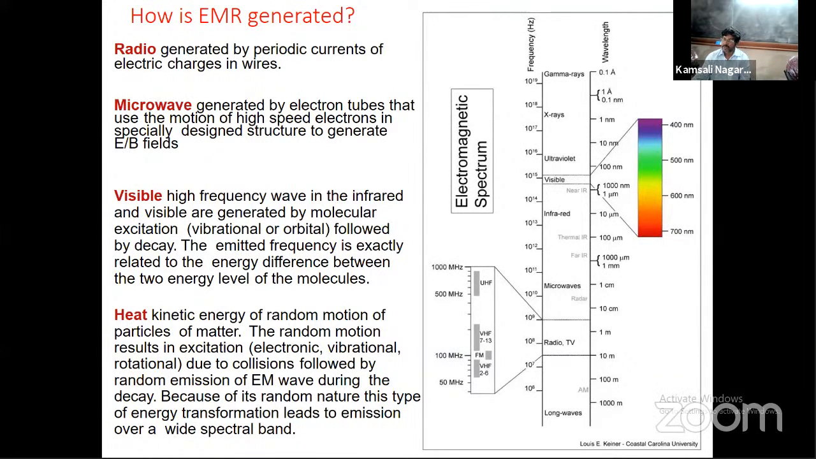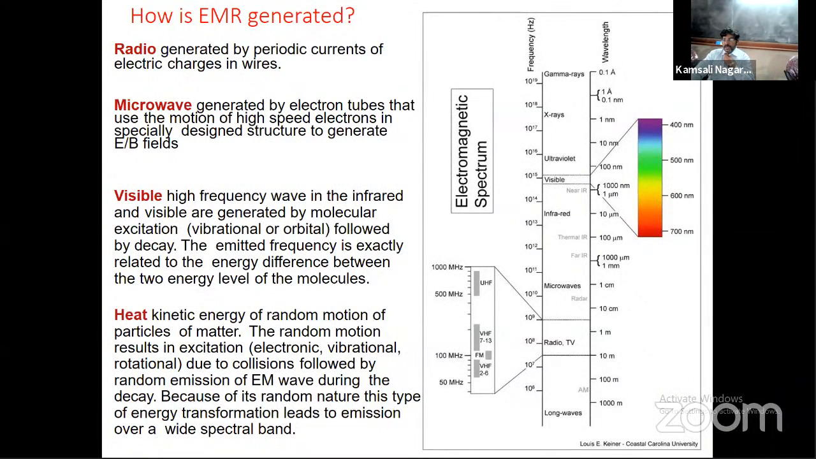Microwaves are generated by electron tubes, which use the motion of high-speed electrons from one point to another point. These are specially designed structures to generate either the electric or magnetic field, or perhaps a combination of the electric and magnetic fields put together. But whereas the visible light, even though we have handled it so far, how it is actually generated is really a challenging question.